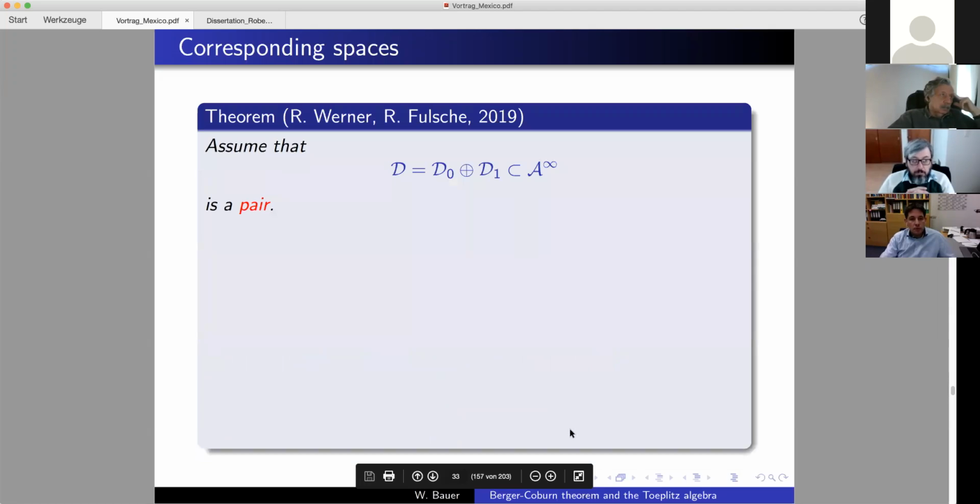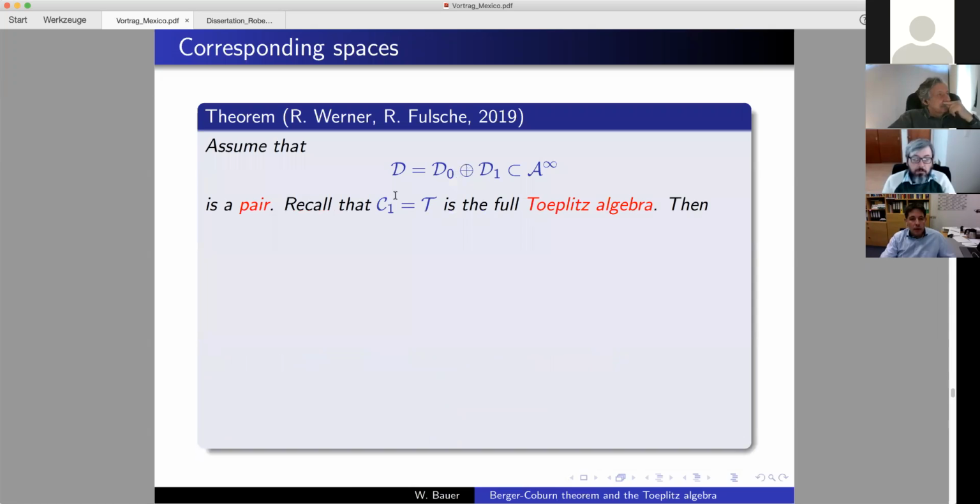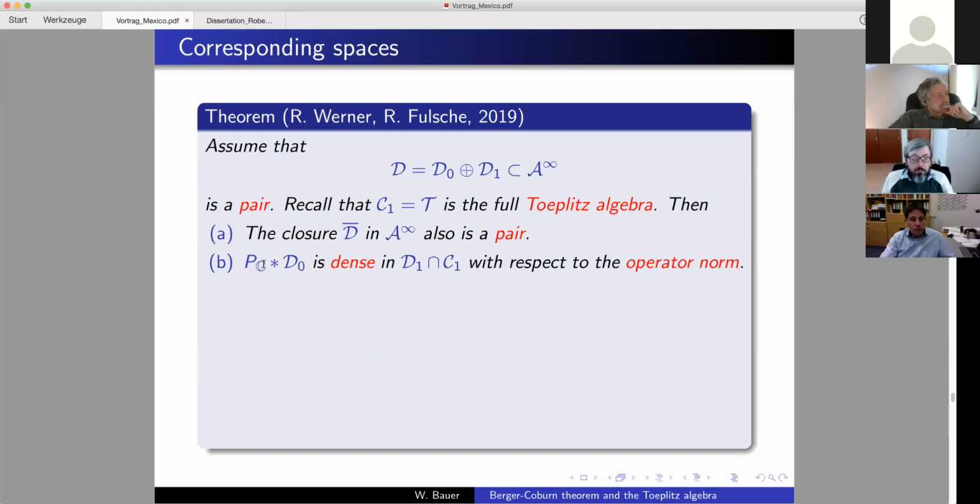And here's a result on corresponding spaces. So assume that we have a pair, so these are corresponding spaces. And then I want to recall that the algebra C1 of continuous elements in the bounded operators on the Fock space actually is just the full Toeplitz algebra. And then the following things are true. If I take the closure of this one in this Banach space, then that's also a pair. If I take a convolution of functions in this space D0 with this rank 1 projection, PC, then I get a dense subspace in the intersection of D1 with the Toeplitz algebra, with respect to the operator norm.